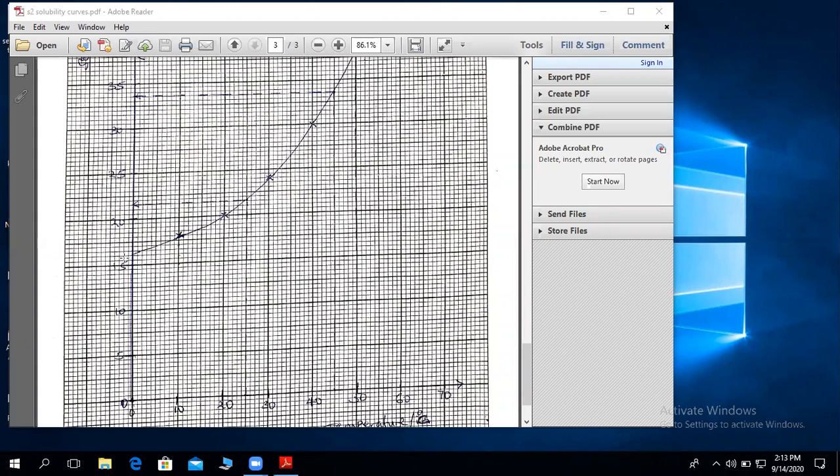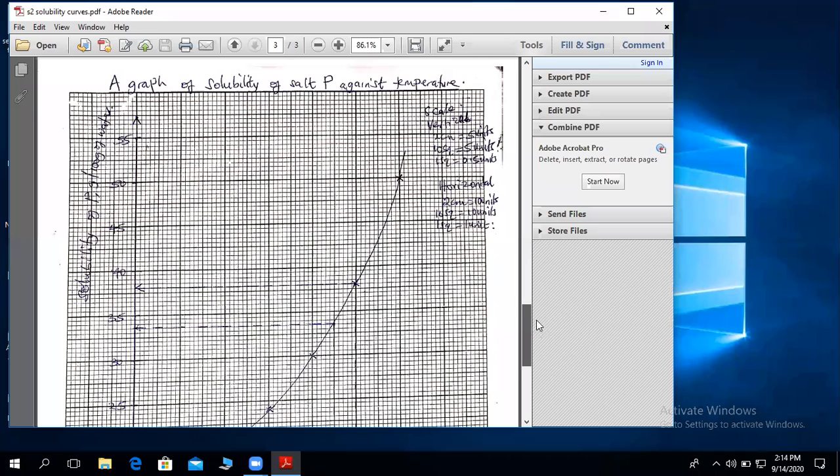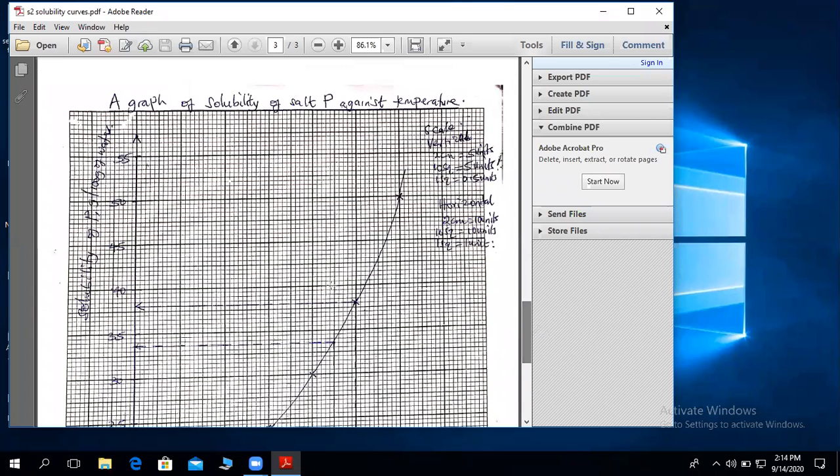Aren't you admiring my curve? I know deep inside you are admiring. As usual, you always admire my graphs. Yes, but drawing smooth graphs for me, it is part of me. It is in my blood.